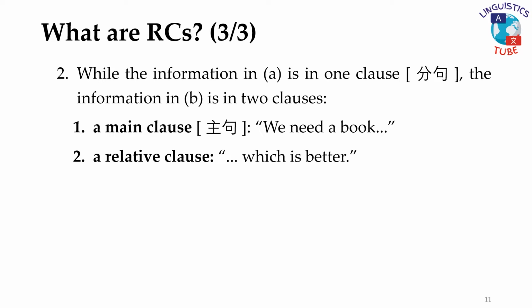Secondly is the relative clause. This cannot exist on its own, so it must be connected to a main clause in order to become a grammatical sentence. It contains the adjective, which is the modifier. In our example, it is the clause, "which is better." Overall, then, because of these two differences, we can conclude that adjectives and relative clauses have the same function, but a very different form.